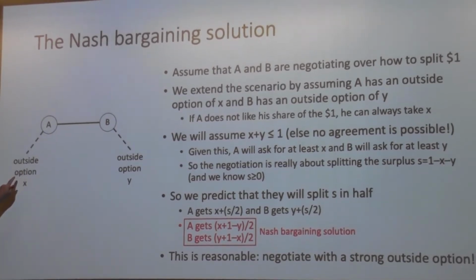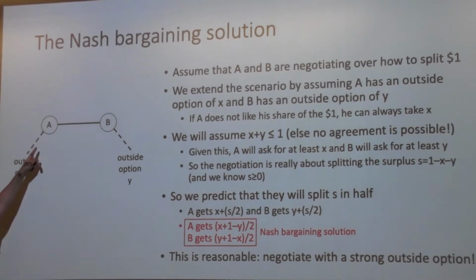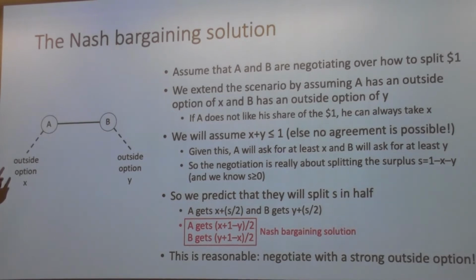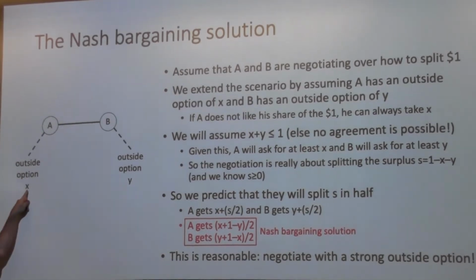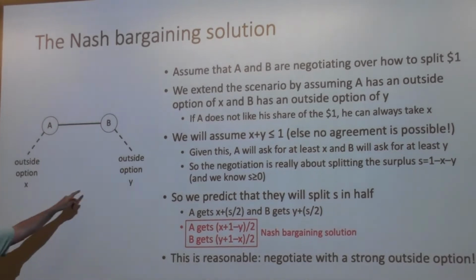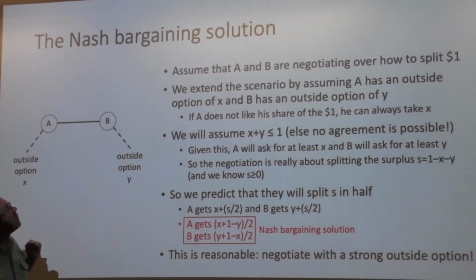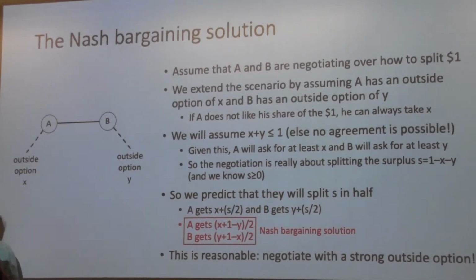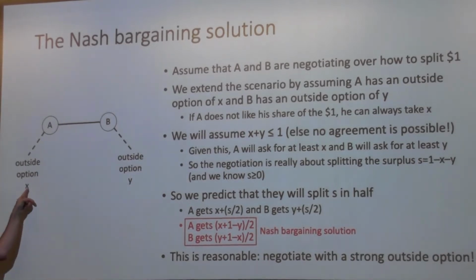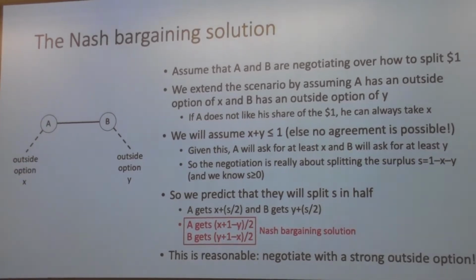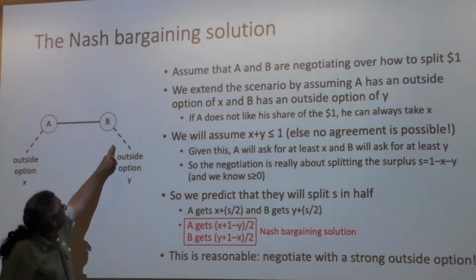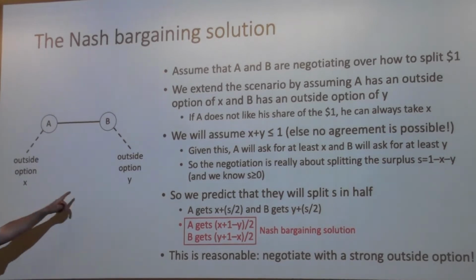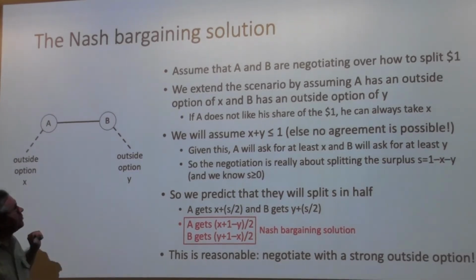So this approach assumes that A has another option. These nodes A and B usually have other possibilities. So A has an outside option of X dollars, and B has an outside option of Y. So A will only take B if A can get more than X. That's logical. Otherwise, A will take X. And B will only take A if B can have more than Y. We will assume X plus Y is less than or equal to 1.